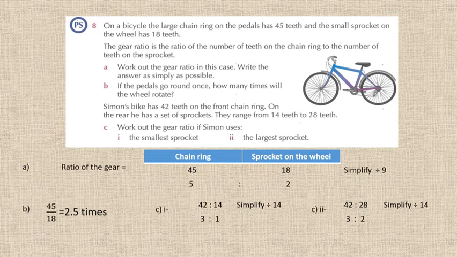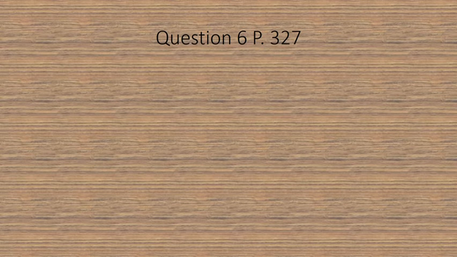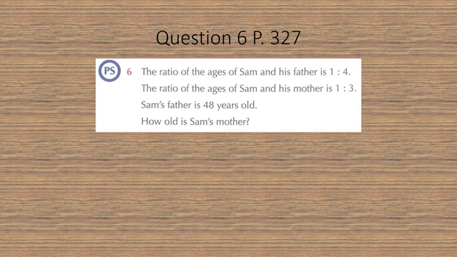This is the brain teasing question. Question number 6, page 327, it was a homework question, yes? And I need to solve it with you, please. Here, the ratio of the ages of Sam and his father is 1 to 4. And the ratio of the ages of Sam and his mother is 1 to 3. Sam's father is 48 years old. He is asking about Sam's mother's age. I need to know how old Sam's mother is. So all the data that I have here is the ratio of Sam and his father and the age of Sam's father.